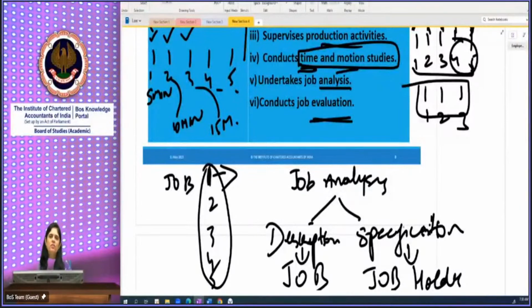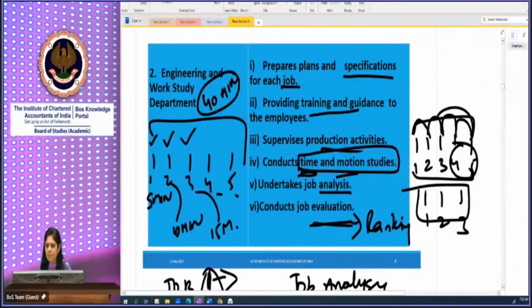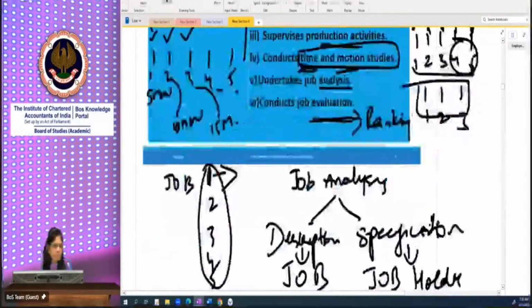So job evaluation is basically to understand how much should be paid for that particular job. But that is basically the ranking of a job. So job evaluation is ranking of different jobs in relation to their importance to the organization. So that is all about engineering and work study. Let's move further.